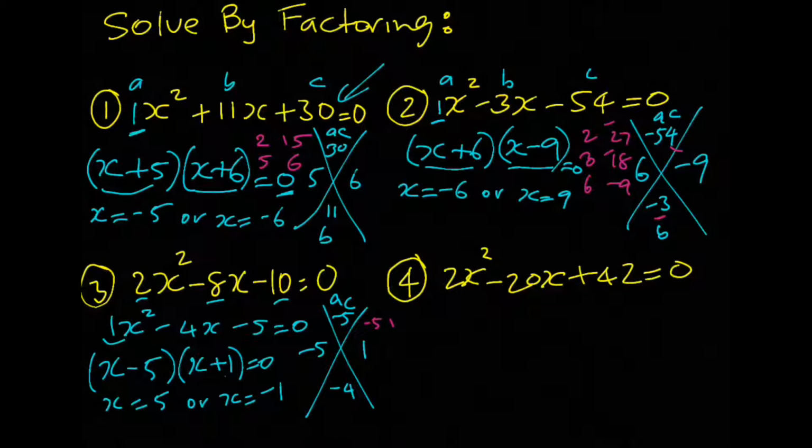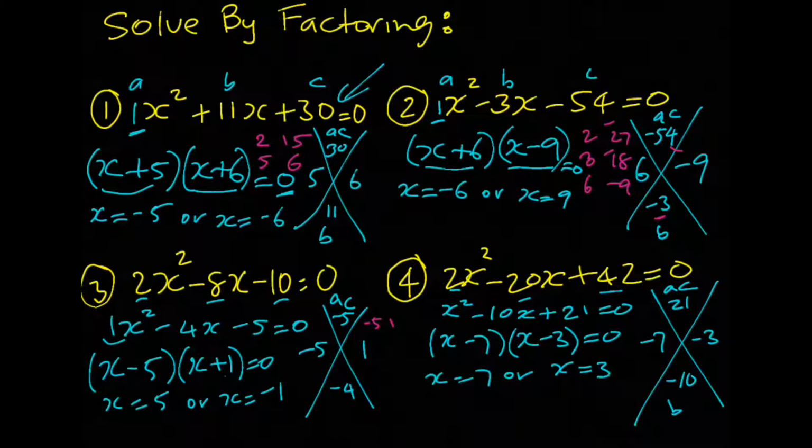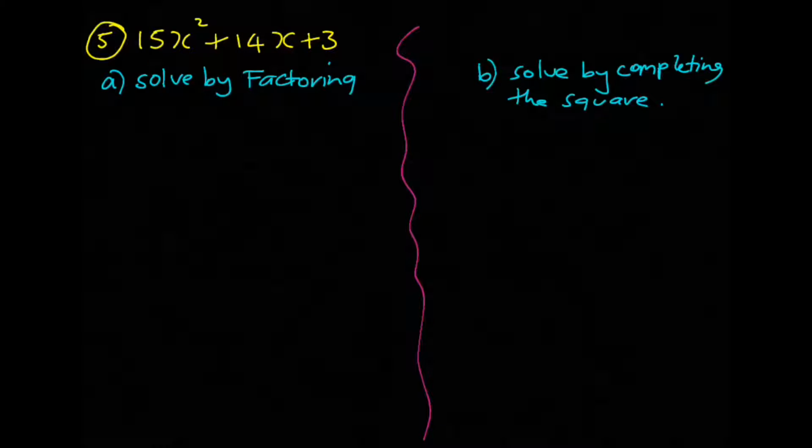Now part 4, again we can divide everything by 2 to start with. So we've got x squared minus 10x plus 21 equals 0. So let's work out which are the factors. We've got 21 and we have negative 10. So this one's simple again, it's negative 7 and negative 3. So that's basically (x - 7)(x - 3) equals 0. So x equals 7 or x equals 3. For the next few quadratics, we're going to solve two different ways. A is going to be solving by factoring and B solved by completing the square.